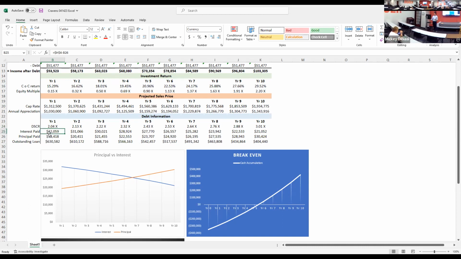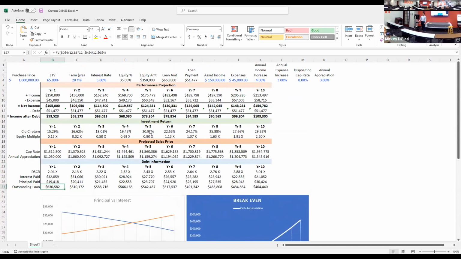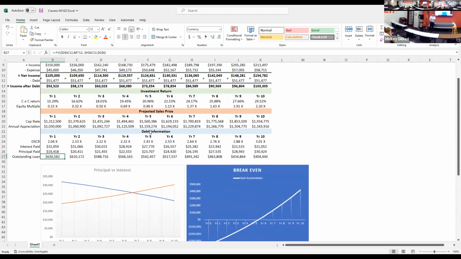Sometimes it's good to break out your interest to show how much you can write off, the amount of principal you paid, and the outstanding loan amount. I include all those. But this is more or less how to make money.